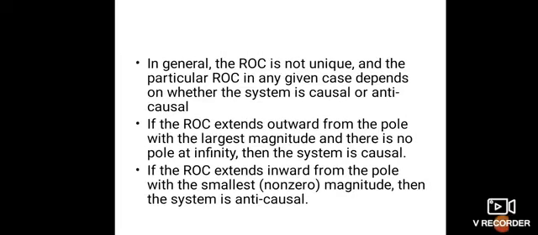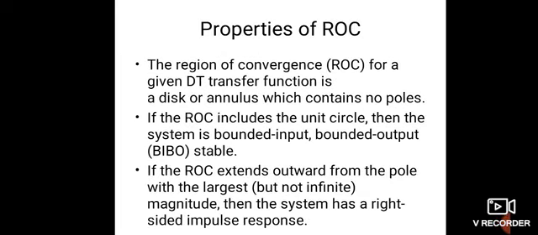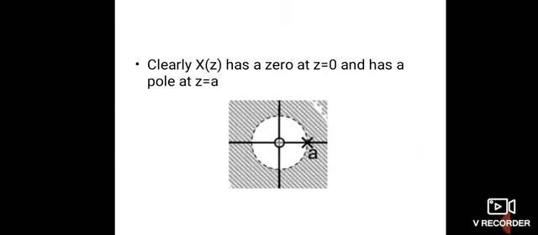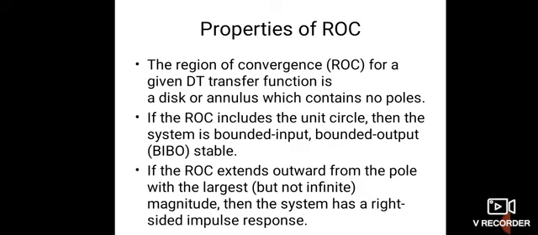The region of convergence. The ROC for a given discrete time transfer function is a disk or annulus which contains no pole. I am going to the previous slide. In that case, a small circle is drawn with some radius a. So this circle is denoted in case of ROC.